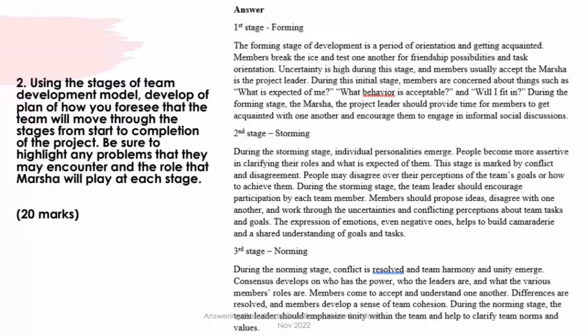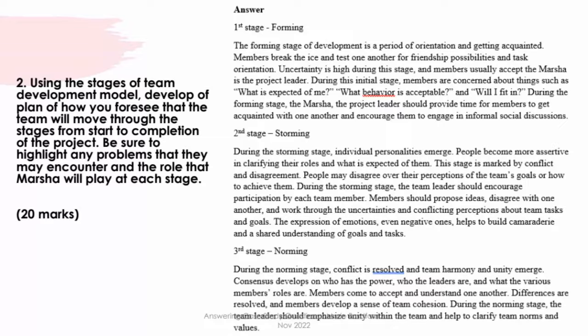The second stage now is storming. During the storming stage, individual personalities emerge. People become more assertive in clarifying their roles and what is expected of them. This stage is marked by conflict and disagreement, etc. And we go down to where we say the expression of emotions, even negative ones, helps to build camaraderie and a shared understanding of goals and tasks.